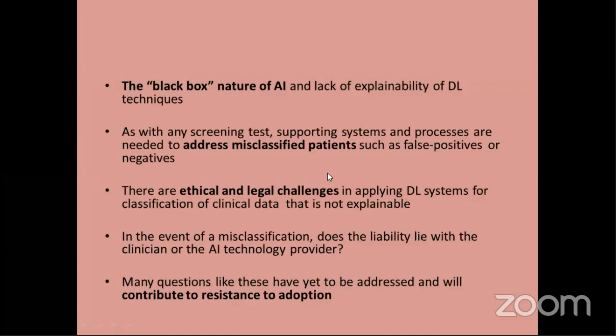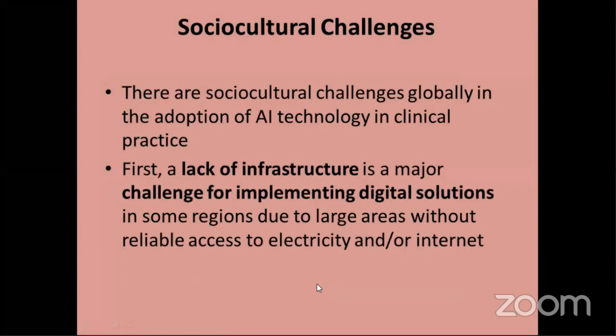There are ethical and legal challenges also. Because of misclassification, where does the liability lie? If it is a wrong interpretation, then who is responsible, the artificial intelligence technology provider or the person? So there is some chance of shifting the responsibility. The socio-cultural challenges are there. We still lack infrastructure, and there are many places where there is lack of proper electricity or internet facilities.